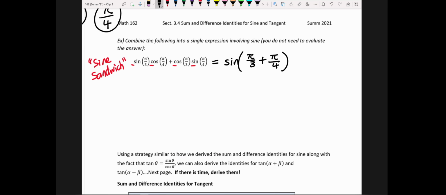Okay, for the sine identity, the plus or minus sign stays the same. The cosine identity, the plus or minus sign changes. Pay attention to those details. Okay, we need a common denominator. So the first fraction multiply top and bottom by 4. Second fraction multiply top and bottom by 3. We have sine of 7 pi over 12.